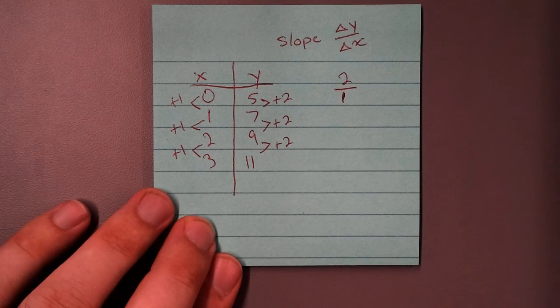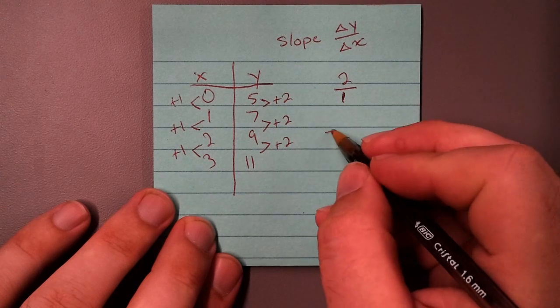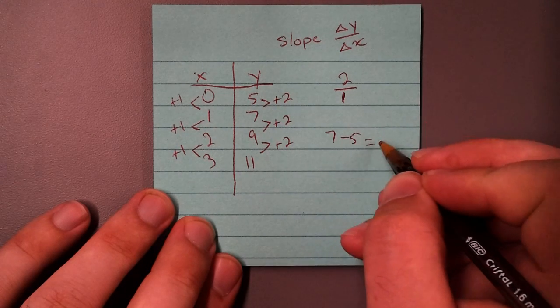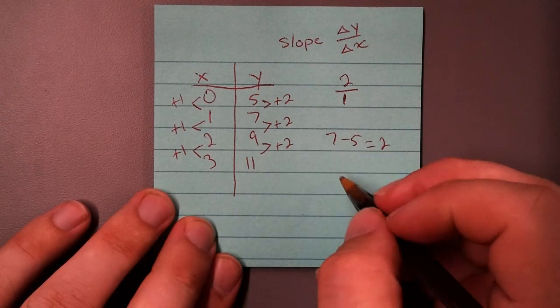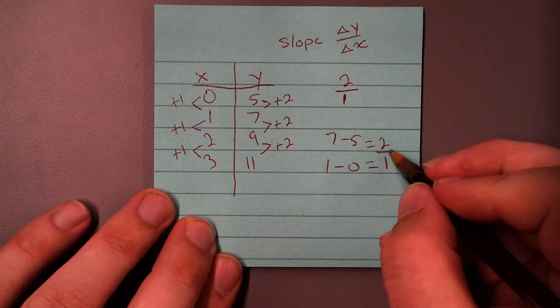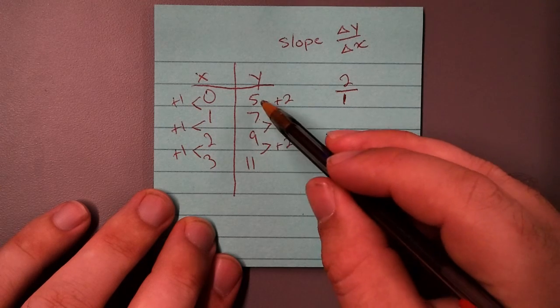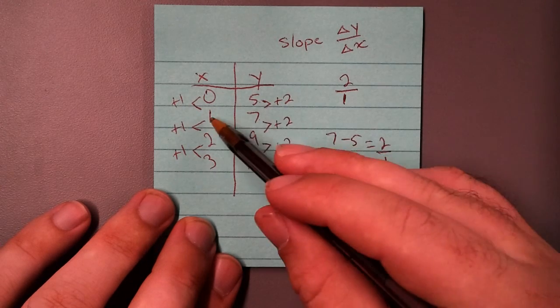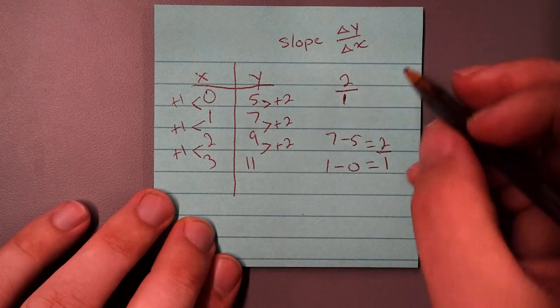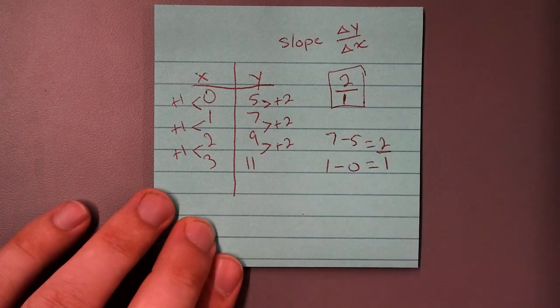Now, what we could have done is we could have subtracted to get that difference, because 7 minus 5 equals 2, and 1 minus 0 equals 1. So this would be essentially our slope formula, y2 minus y1 over x2 minus x1. We're just going to be doing this in table form. Okay? Now, I'm going to push pause and get you another example.